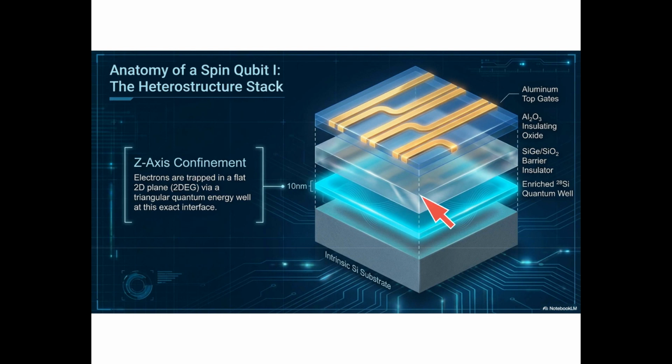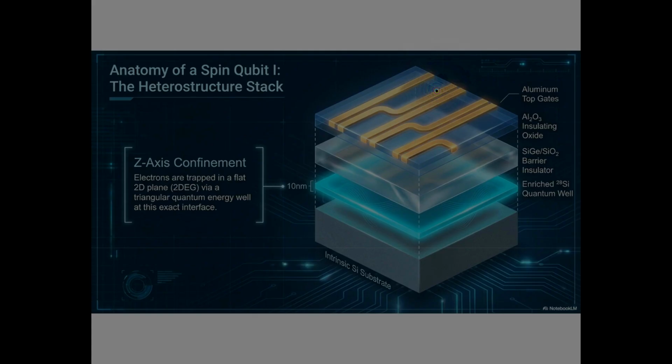Above the quantum well is the silicon germanium and silicon dioxide barrier insulator, which creates a potential energy wall that keeps electrons confined vertically inside the quantum well. Next is the aluminum oxide insulating layer. This electrically isolates the control gates from the semiconductor below, preventing unwanted current flow. And at the very top are the aluminum top gates. These nanometer-scale metallic electrodes are the knobs we turn to define and control individual quantum dots below.